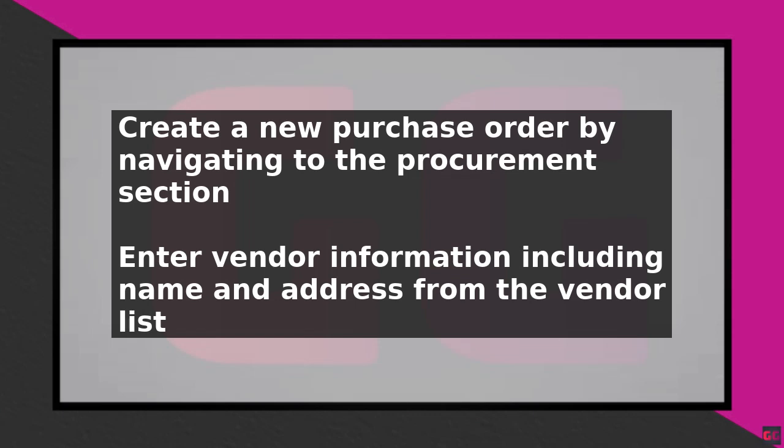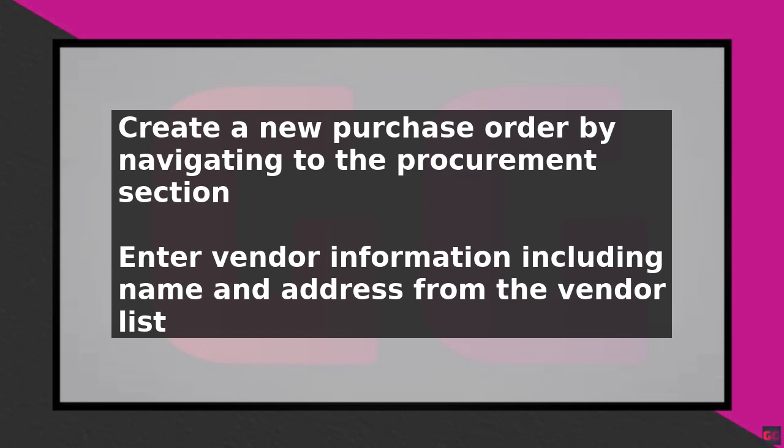After selecting the vendor, you can add the items you want to purchase. To do this, click on the Items tab and then click on the Add Item button. Select the item from your item list and enter the quantity you want to purchase.